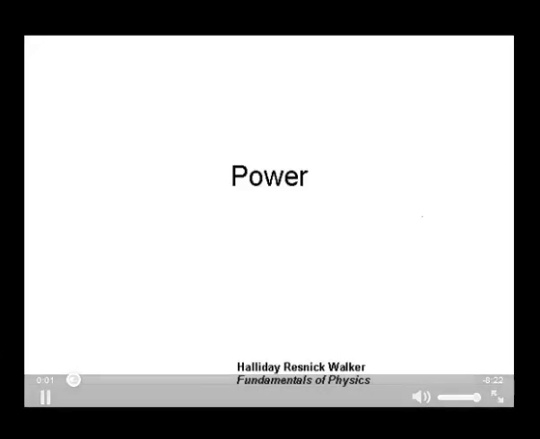Here we're going to talk about the meaning of power. In technical terms, power is the work done over time, or force times velocity is a better way of putting it. As we move a package attached to the free end of the spring, an amount of work is done.